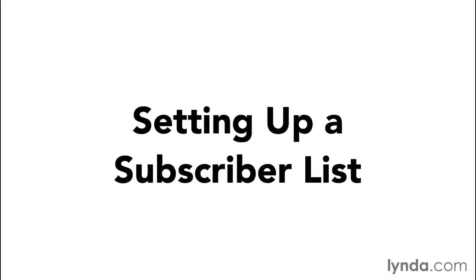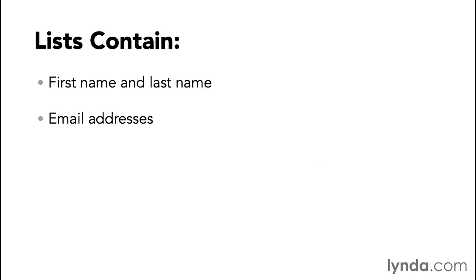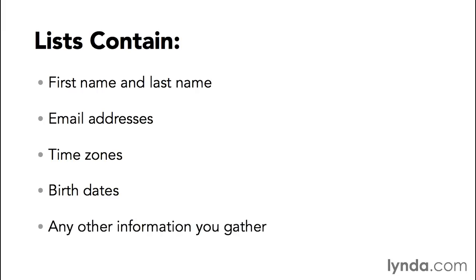When you start working in MailChimp, you'll want to define your lists pretty quickly. A subscriber list contains the names, email addresses, time zones, birth dates, and any other information that you gather about the people who have signed up to receive your emails. You can define the information you gather, but we'll be doing that in another video.